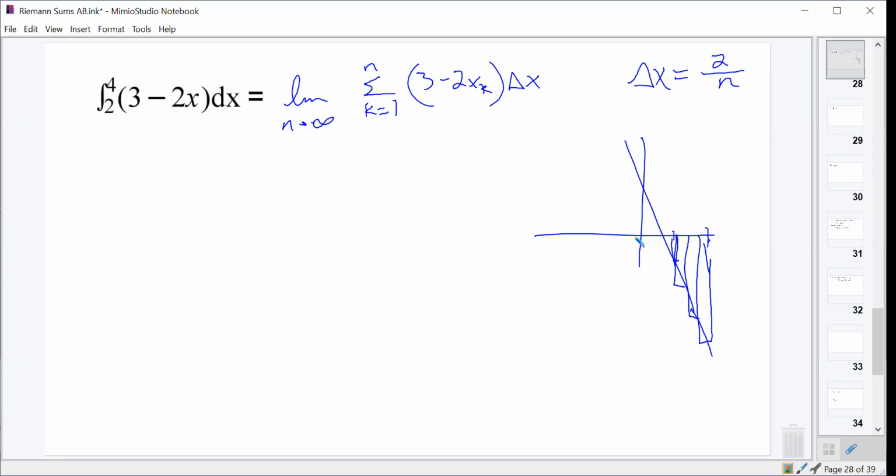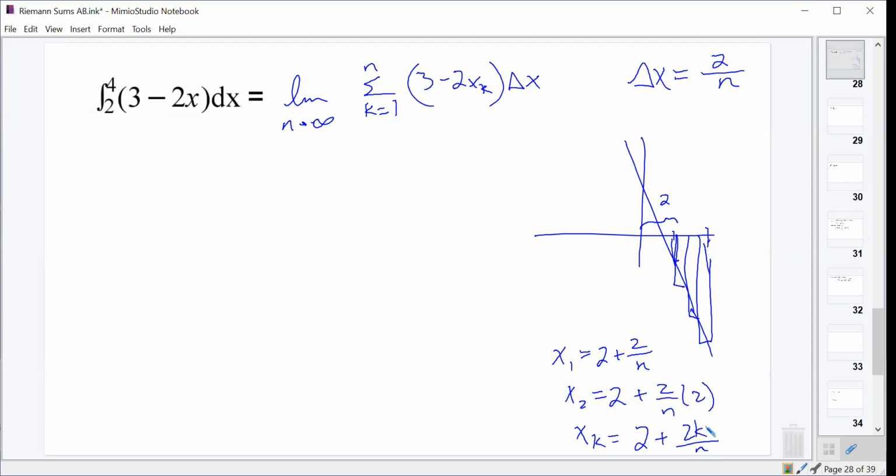To get over to the first one, how far do I have to go? I have to go over 2 units, and then I have to go over another 2 over n. And to get to the second one, I need to go over 2 units and then 2 over n twice. So what's x sub k going to be? It should be 2 plus 2 over n times k.